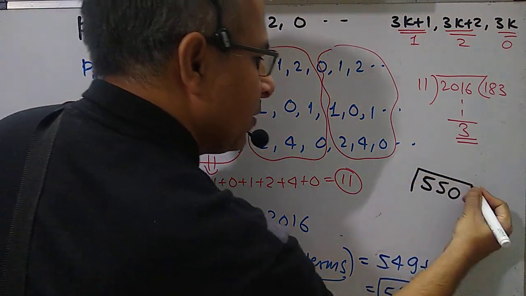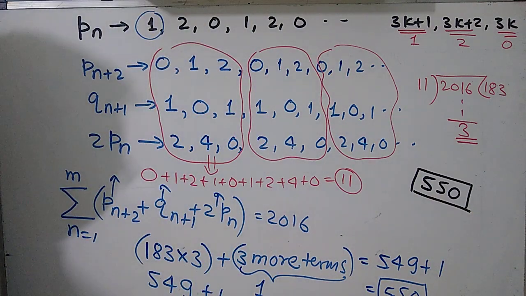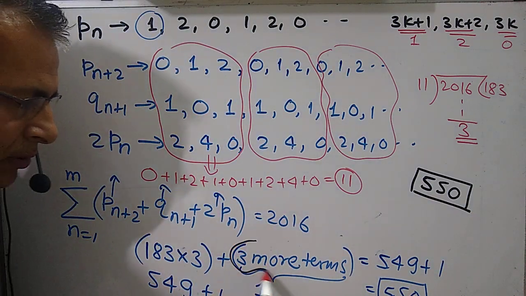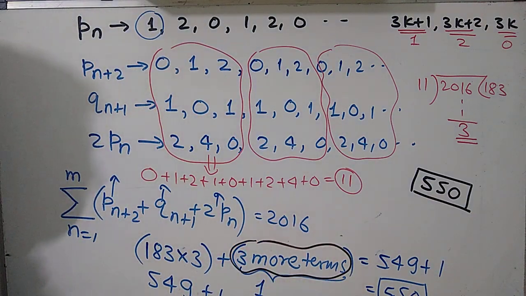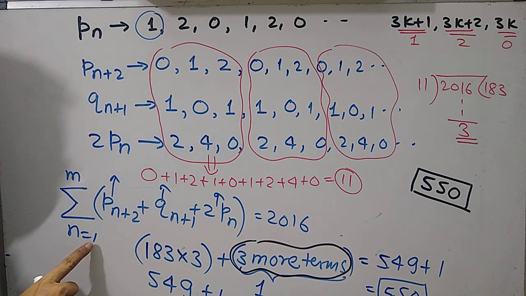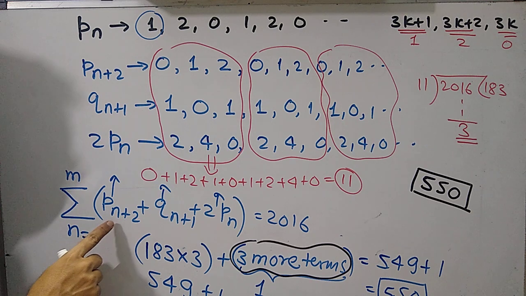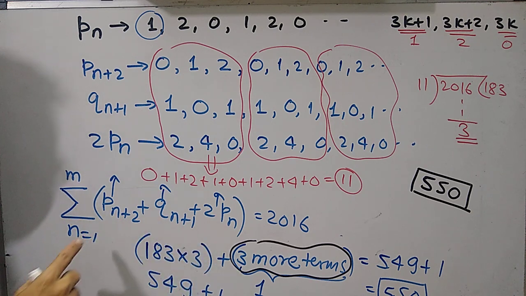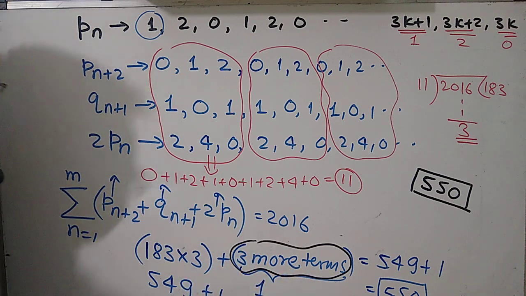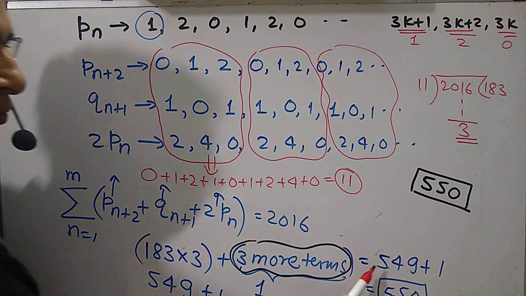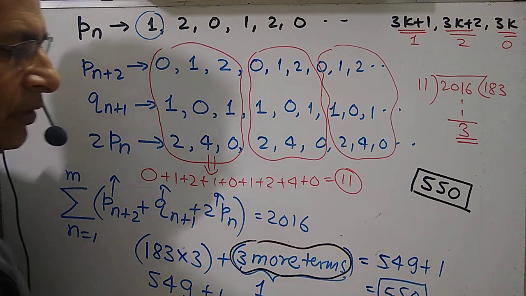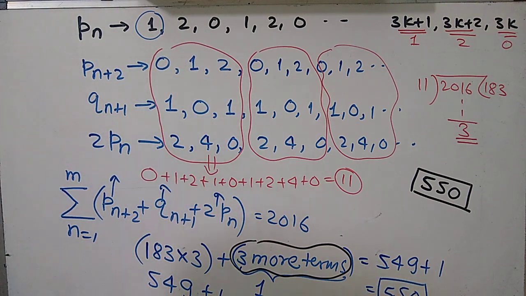I am repeating once. See, we have 3 more terms in last, right? If you put n equal to 1, we are getting 3 more terms. If you put n equal to 2, again we are getting 3 more terms. If you put n equal to 3, we are getting 3 more terms. So 3 more terms give one value of n. So we have 549 plus 1, and it is 550, and 550 is the final answer.